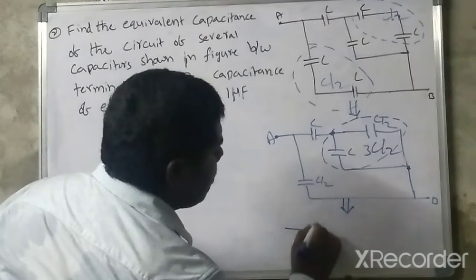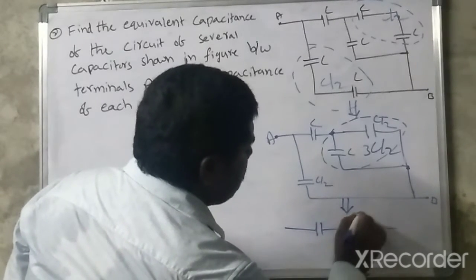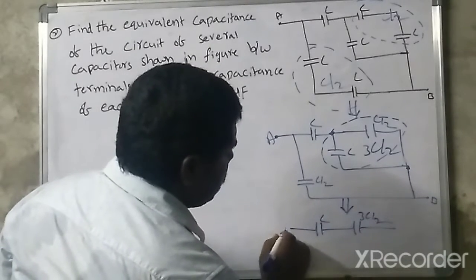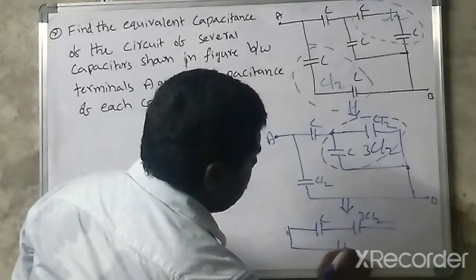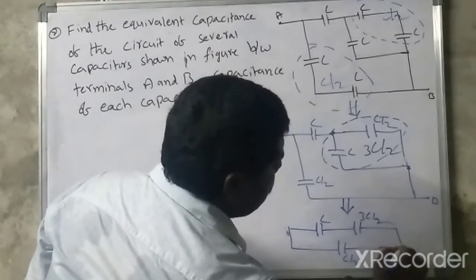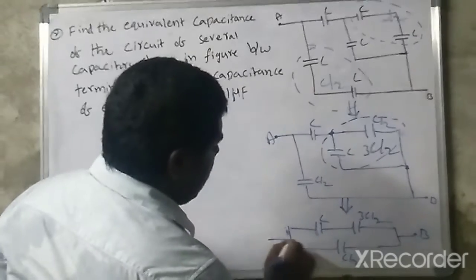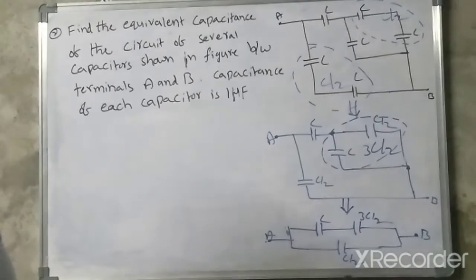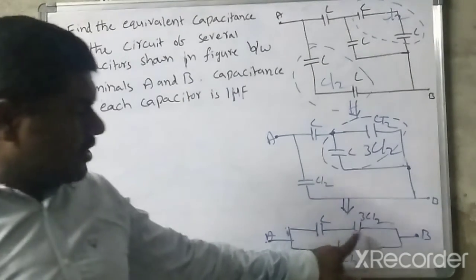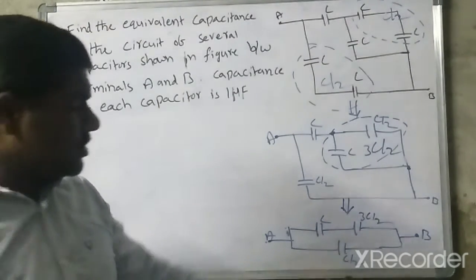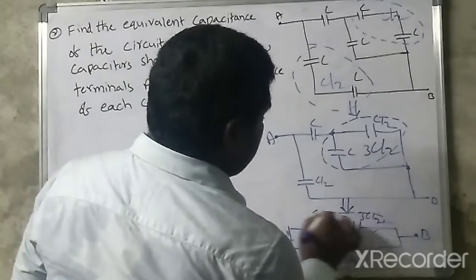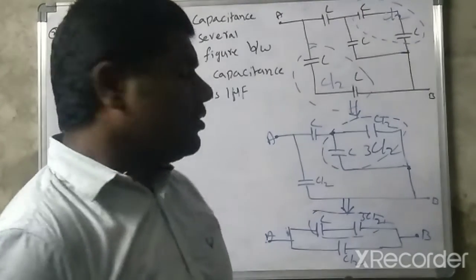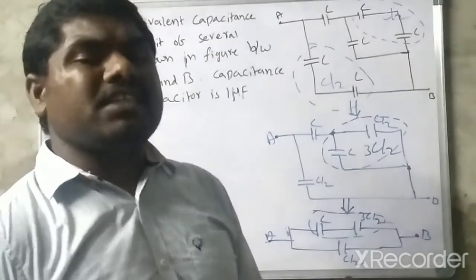So this is 3C by 2. This is C. Now again this is C by 2. So connecting here battery B, and here the A terminal, here the B terminal. So here now these two are in series connection, then C2 in parallel connection.